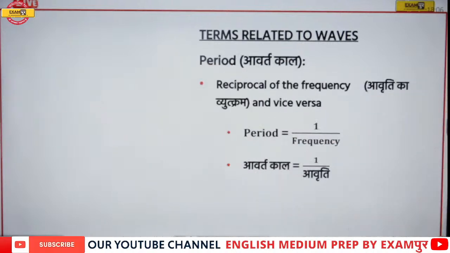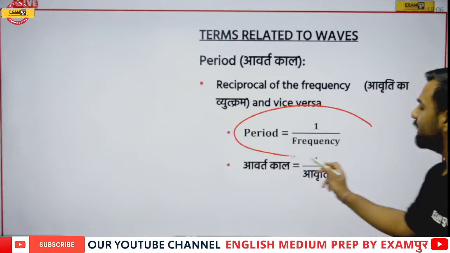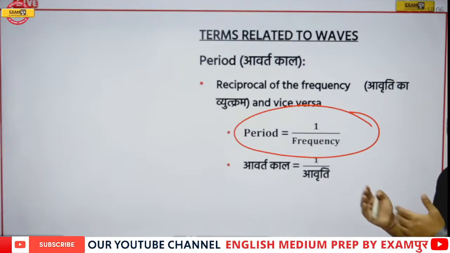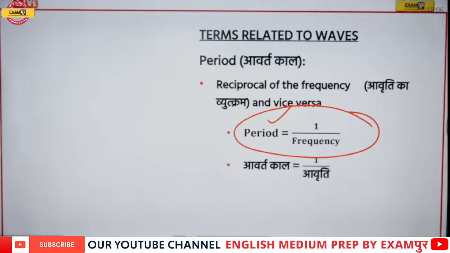Now we have understood the period, so it is the reciprocal of frequency and vice versa. It is exactly the opposite, that is, it is inversely proportional. So we'll say that period is equal to 1 by frequency.